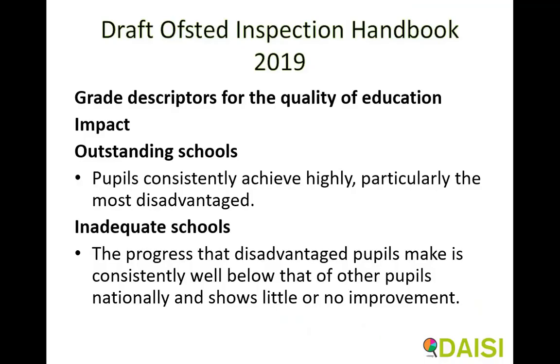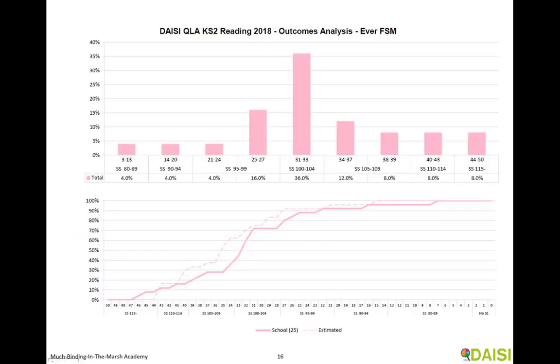How will inspectors rate your school? What will they take into account? Well, one area in the quality of education is that in outstanding schools, pupils consistently achieve highly, particularly the most disadvantaged, whereas in inadequate schools, the progress that disadvantaged pupils make is consistently well below that of other pupils nationally and shows little or no improvement. Therefore, you'd need an analysis that doesn't look solely at boys and girls, but also your disadvantaged pupils.